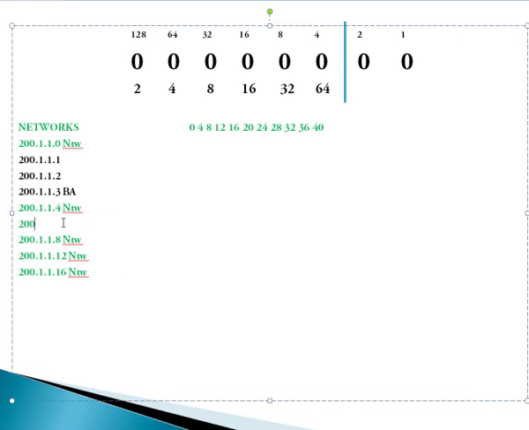Let me write it down. 200.1.1.5, 200.1.1.6, and 200.1.1.7. This is our broadcast address. That's our network. We can't use networks and broadcast addresses, and so forth. In this network, we can only use the 9 and the 10. Can you see? We can only use two hosts.